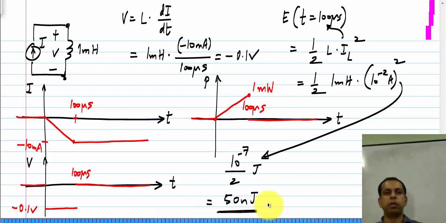Now, you should be able to carry out the same calculations of certainly the voltage from the current as well as the power and energy for arbitrary variations of current in the inductor. Okay.